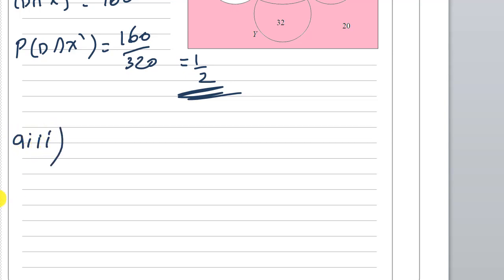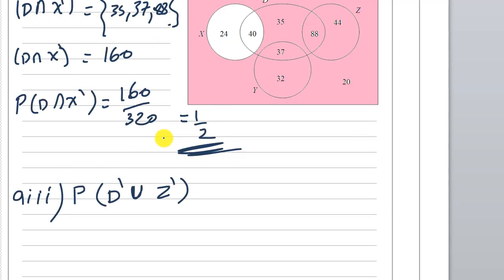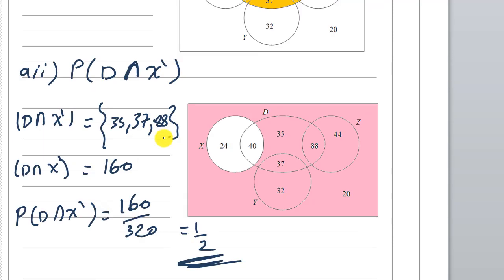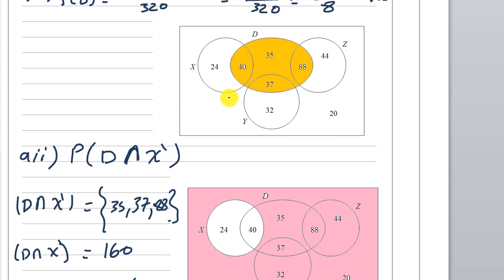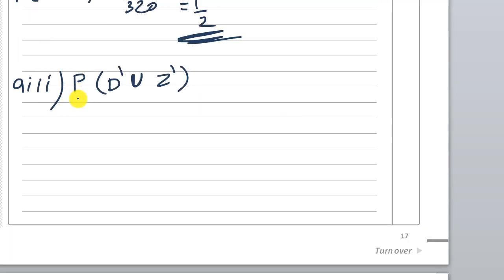A3, we need the probability of D dash union Z dash. So let us start to add now D dash in everything except D. So 24, 32, 44, and 20. So let us add now the D dash union Z dash.